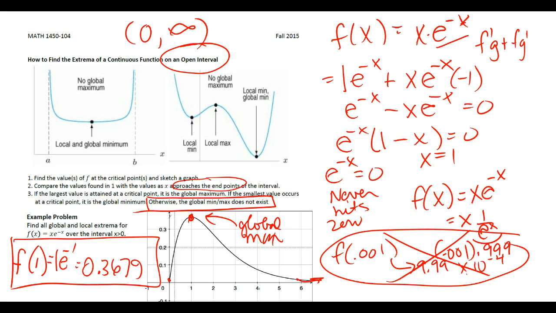So these are good to remember, that if you have a closed interval... Oh, it's going to end now. Thanks.